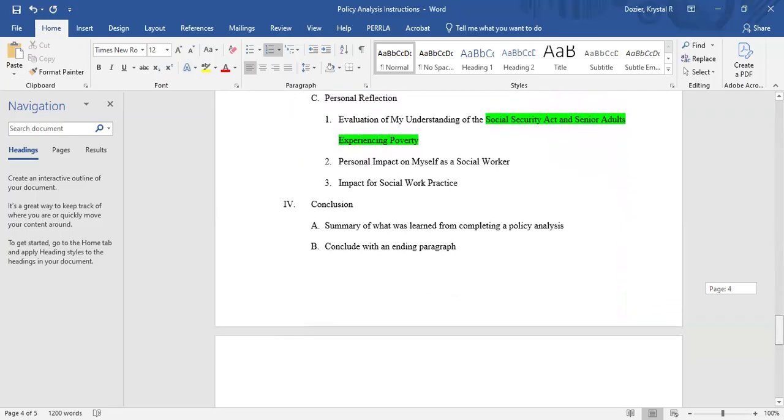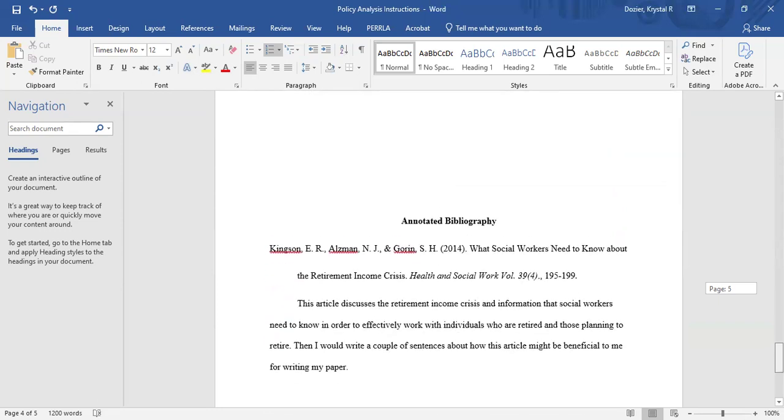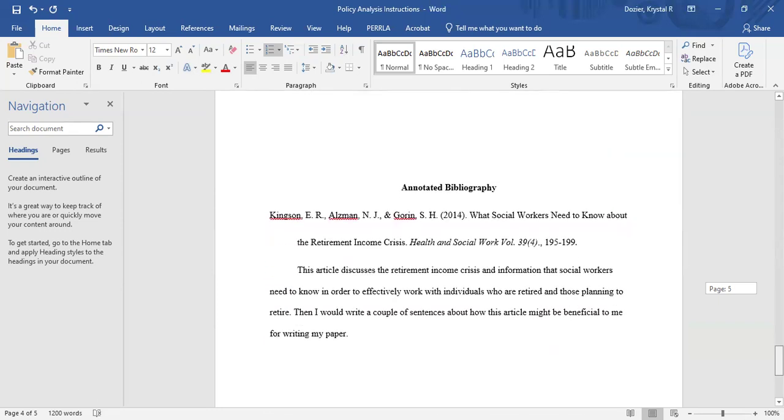Then we move on to our annotated bibliography. Okay. And I caught this while I was looking over it. It's not proper APA formatting if you have the whole title capitalized. So I wanted to catch that.